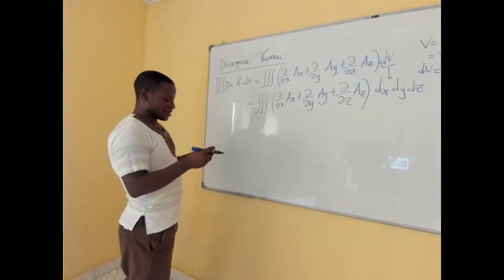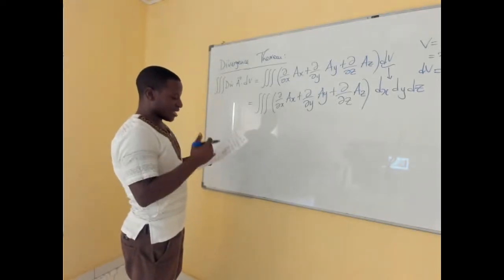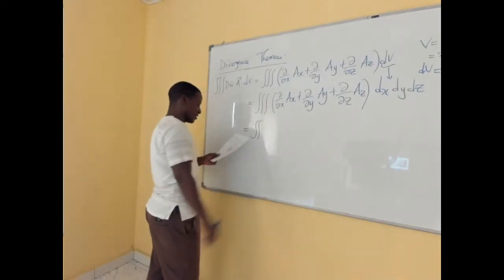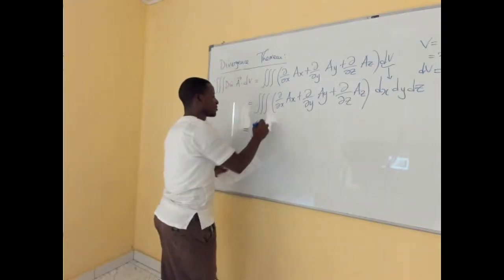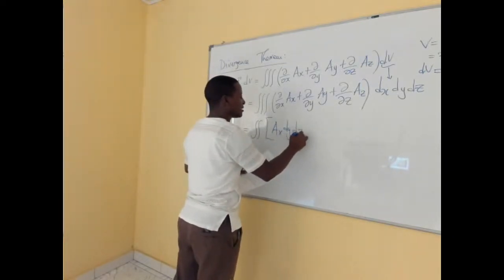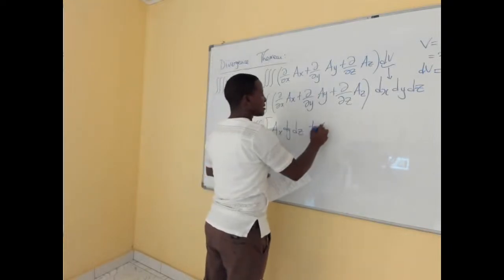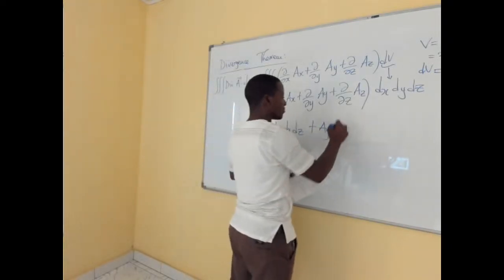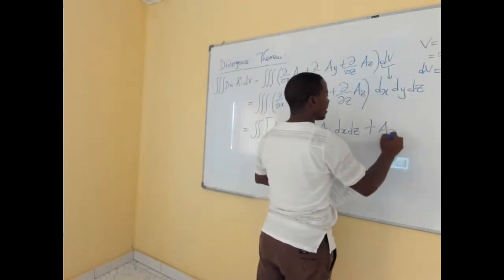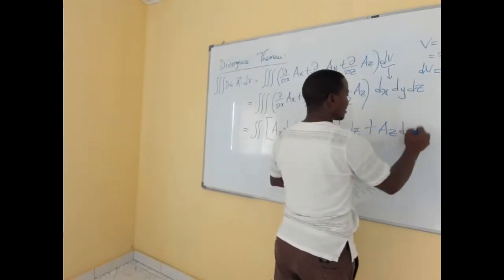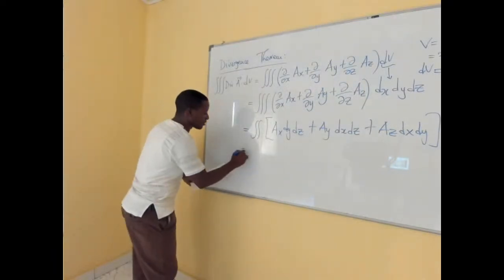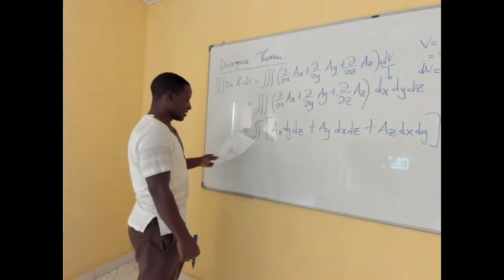What you are able to see, I will just go to the other stage where we have done the first integral, and then we are now at the second integral of Ax dy dz plus Ay dx dz, then plus Az dx dy. So this is where we are.